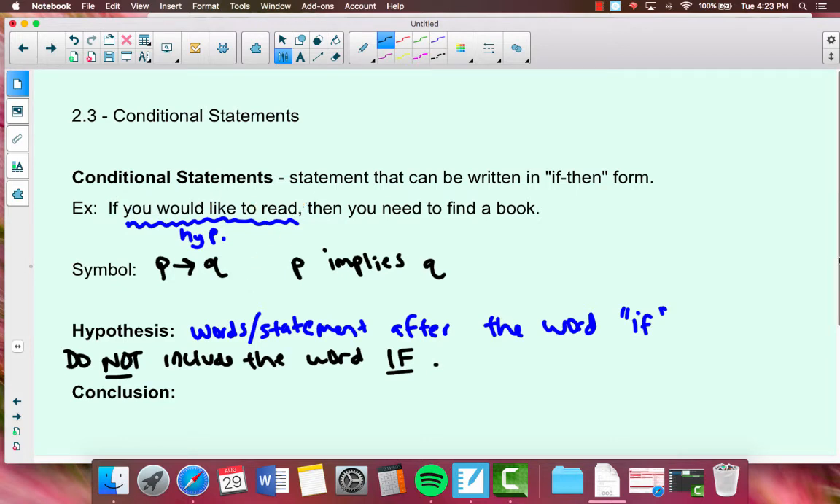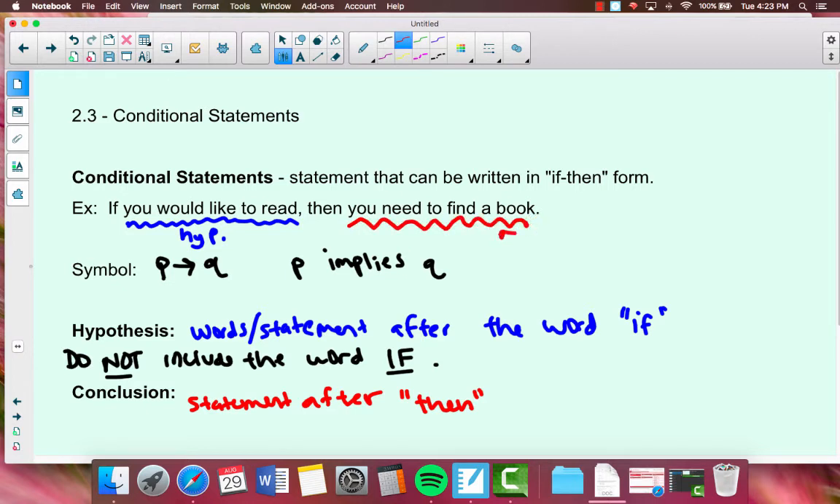The conclusion is the part that comes after the word then. So the statement after the word then. In this sentence, it says then, which means the conclusion would be you need to find a book. That would be the conclusion. Notice we don't include then and we don't include if. Really important. On these sentences, I'll give you a statement and you'll have to identify the hypothesis and identify the conclusion, and that's pretty much it. It should be really easy.